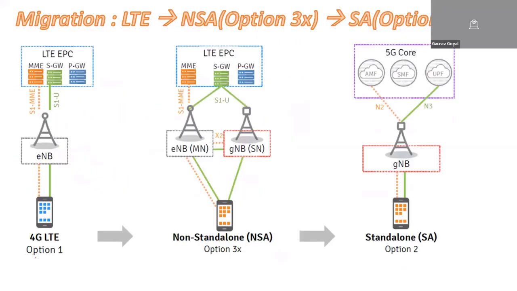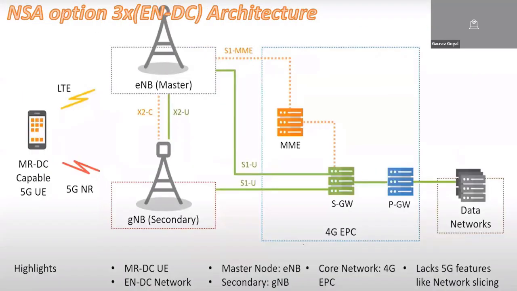So we have three options at this moment: option 1, option 3x, and option 2. There are various other options like option 5, option 4, option 7. We will not discuss them in this class, but maybe in some other class. Right now, just remember how to transition from 4G to 5G. Earlier we had 4G standalone, then we have NSA, which is non-standalone, and then we'll eventually move to standalone 5G. Okay, so let's talk a little bit about NSA option 3x, the ENDC architecture.